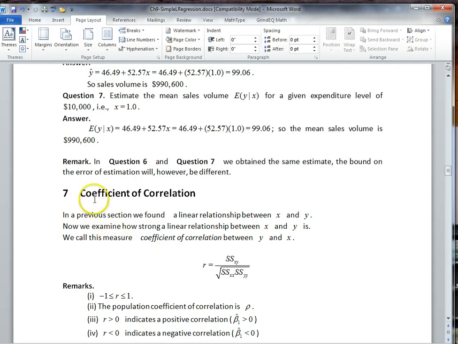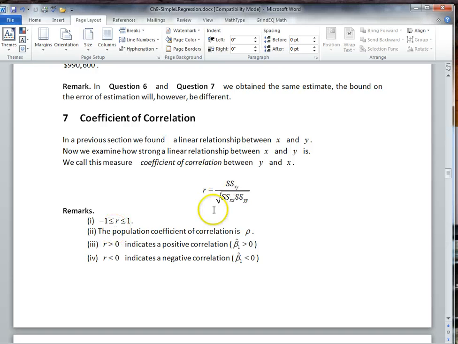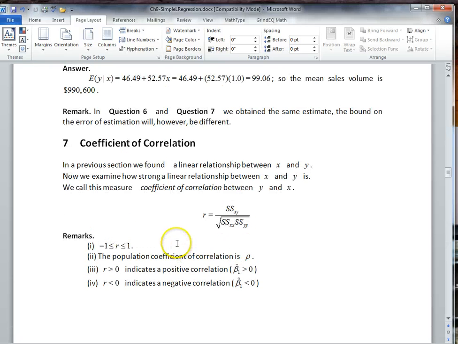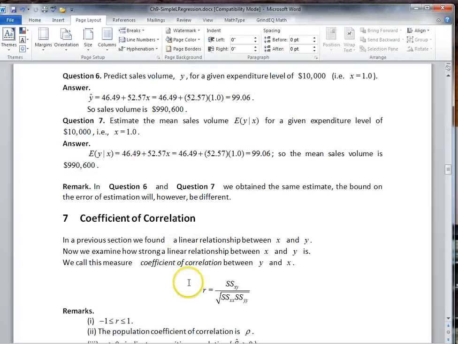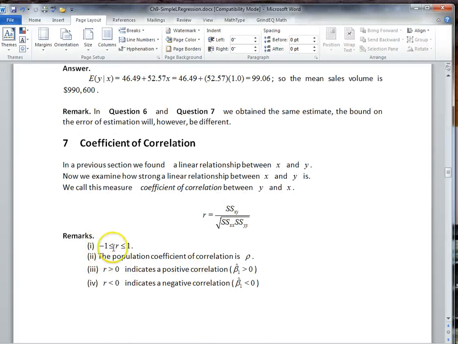We go over the coefficient of correlation. So now we found the linear relationship between x and y. We want to know how strong this linear relationship between x and y is. The way we measure that is by something called the coefficient of correlation. It's called R, which is the change in y caused by x over the change of x times the change of y, or the total change, and we take the square root of that. R is a normalized slope, so it can't be less than -1 or larger than 1.